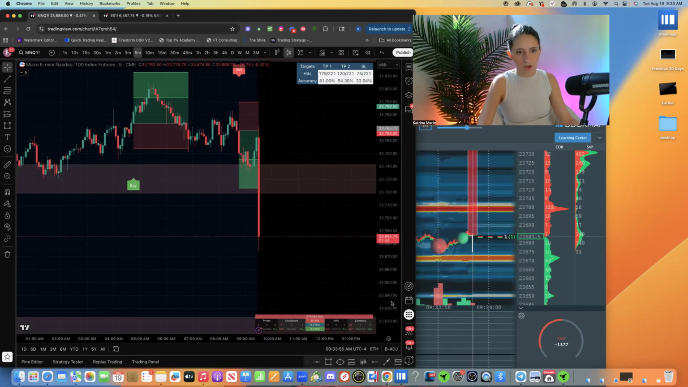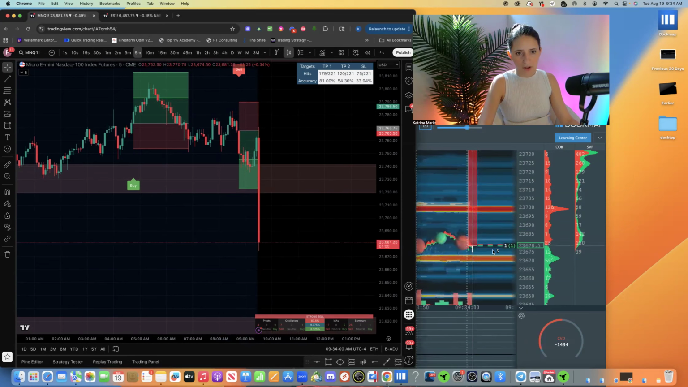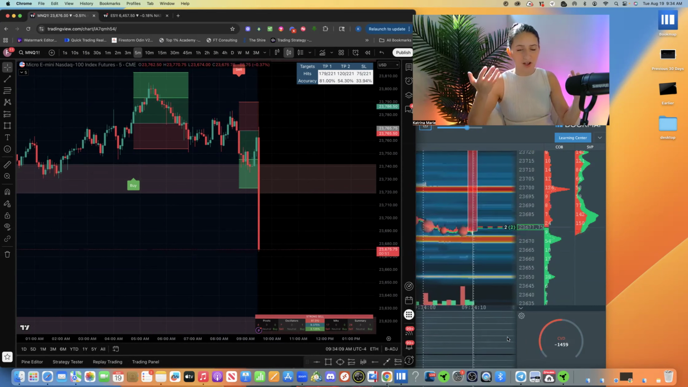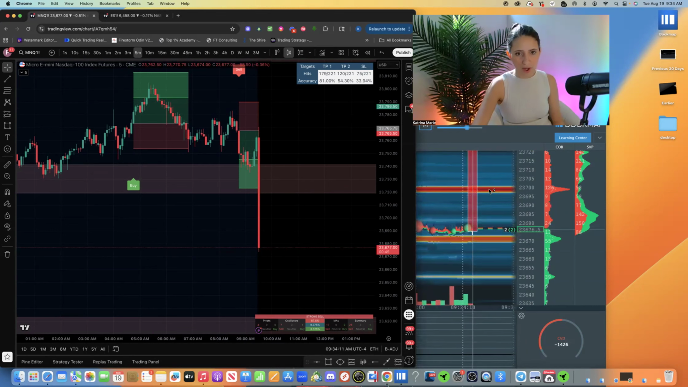So this is how we usually see pullbacks that happen. And we pull back and continue back down. You could see those sellers coming in. And that's where you see those specific areas. And you always wonder why it pulls back and continues back down. It pulls back to fill and then continues back down again.